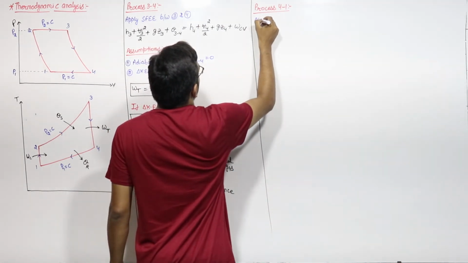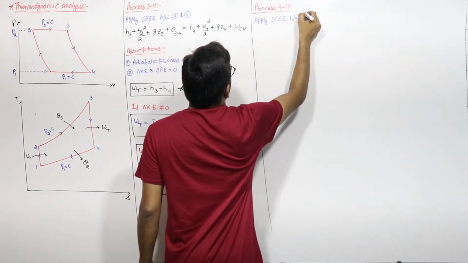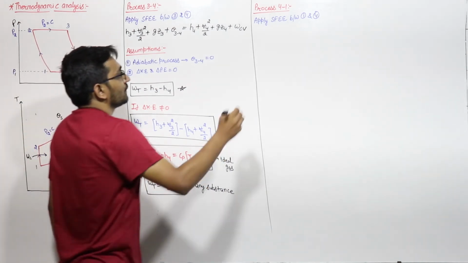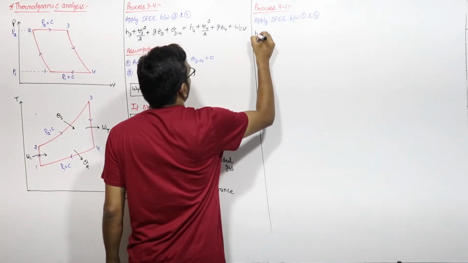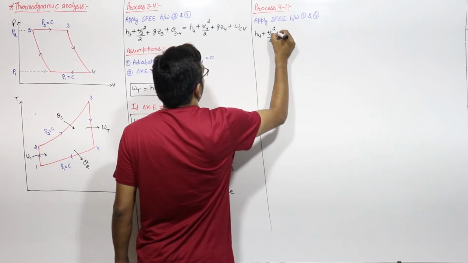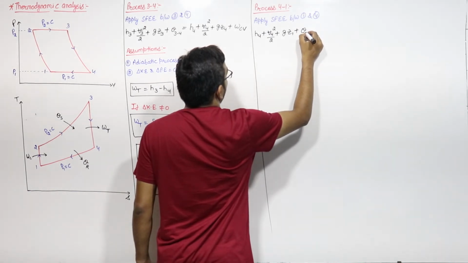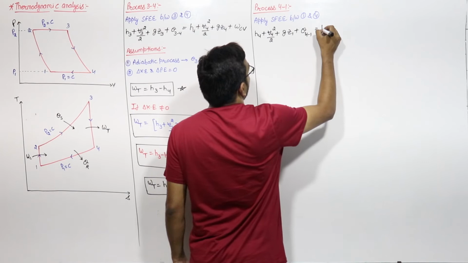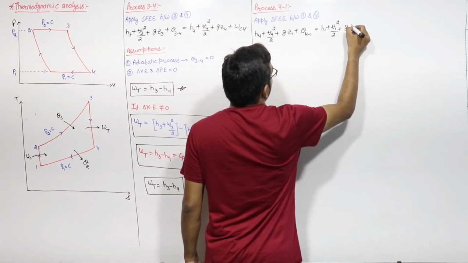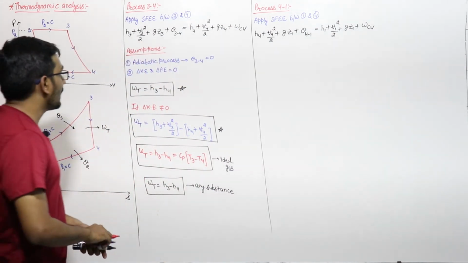Now if I apply the steady flow energy equation between 1 and 4, I can write, for 4 to 1: H4 plus V4 square by 2 plus gZ4 plus heat given to the system in the process 4 to 1 is equal to H1 plus V1 square by 2 plus gZ1 plus work done by the control volume. Right? What are the assumptions?